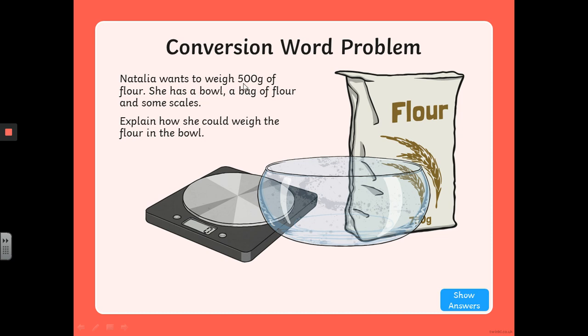Natalie wants to weigh 500 grams of flour. She has a bowl, a bag of flour, and some scales. Explain how she could weigh the flour in the bowl. So she has this bowl, she has this bag of flour, and she has this weighing machine. Explain how she could weigh the flour in the bowl. How will she weigh? What will she do?